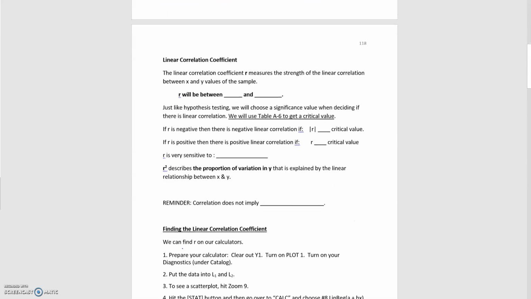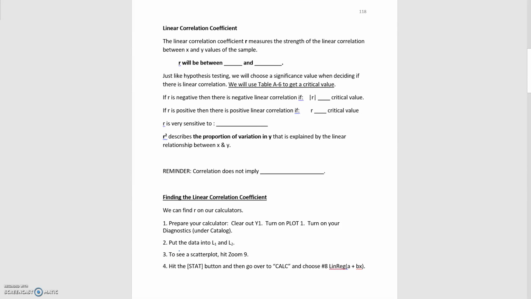So here's some things that we can talk about when we're talking about correlation. The linear correlation coefficient R is a number we have for a data set that measures the strength of the linear correlation between the x and the y values of the sample. So it's just going to tell us how strong that correlation is. And the R value will always be between -1 and +1. If it's negative, it will have more of a negative slope, and if positive, it'll have a positive slope. And the closer to positive or negative 1, the more closely correlated it is.